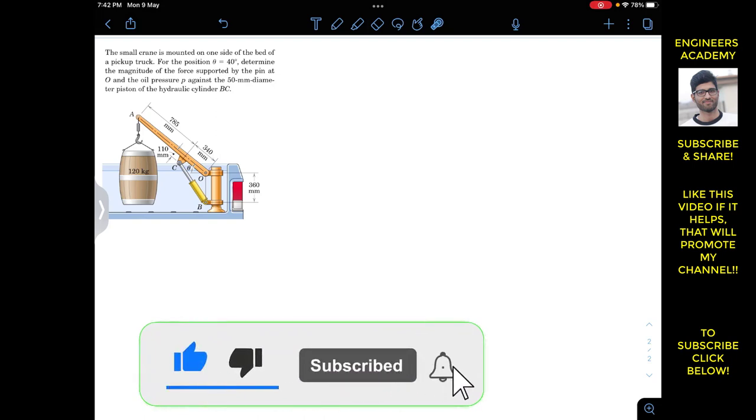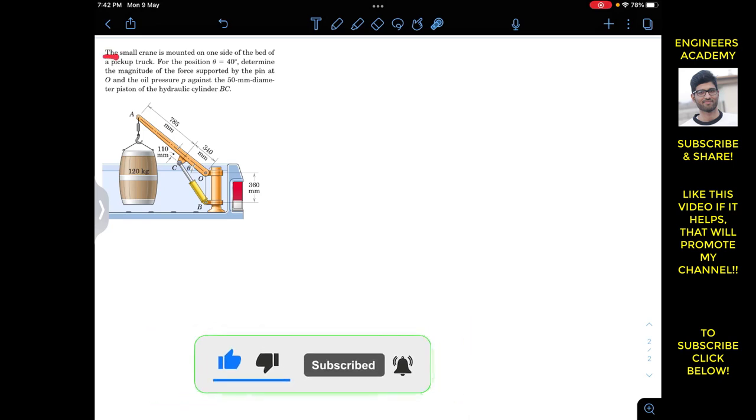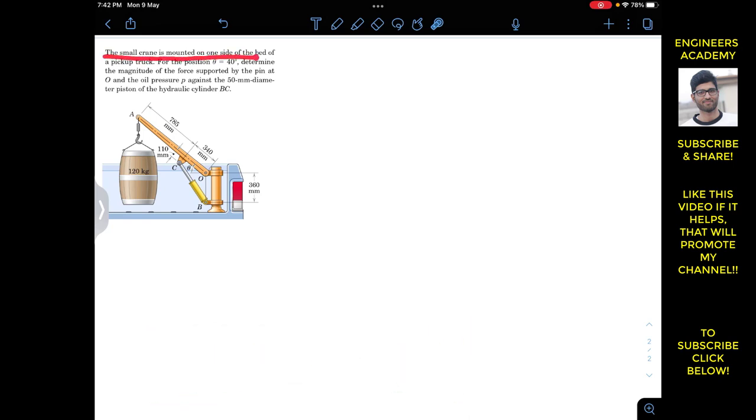Now we are going to solve this problem. It says that the small crane is mounted on one side of the bed of the pickup truck. For the position when theta equals 40 degrees, determine the magnitude of the force supported by the pin at O and the oil pressure P against the 50 mm diameter piston of the hydraulic cylinder BC.